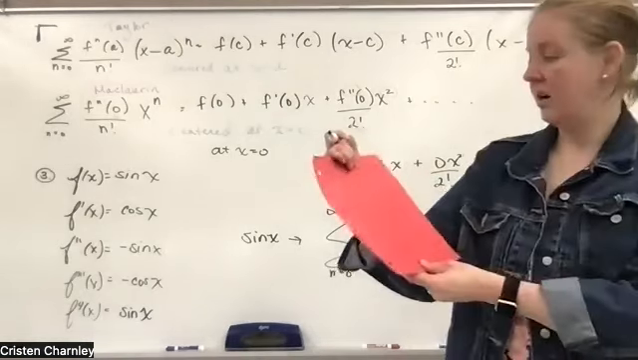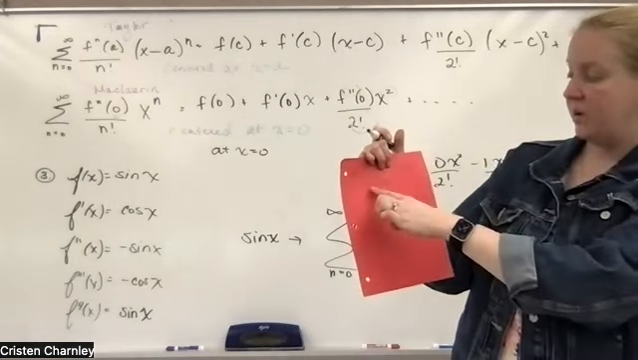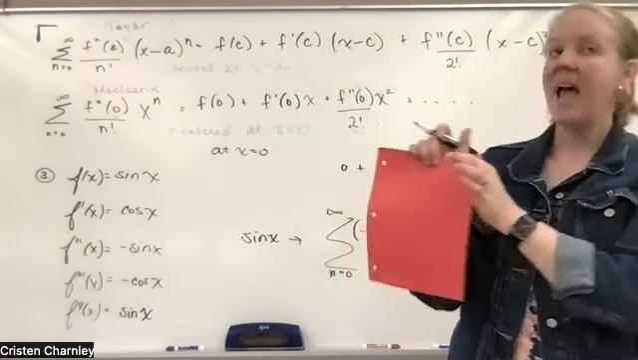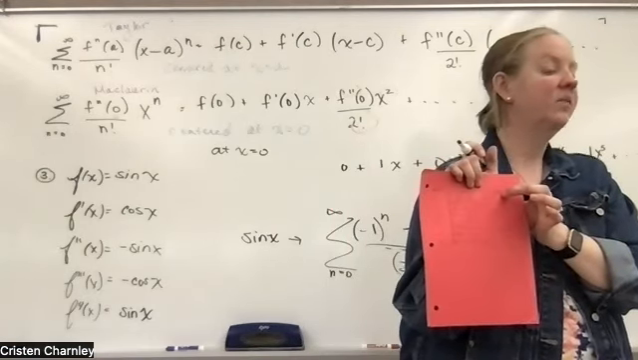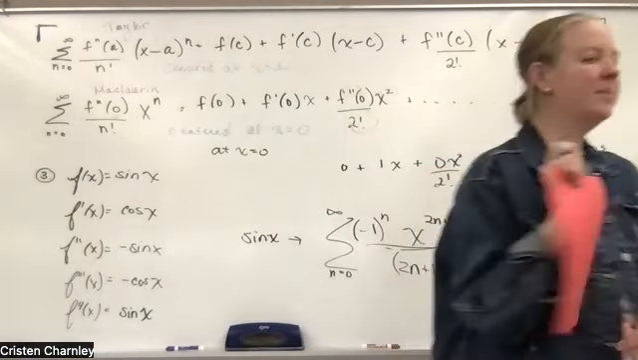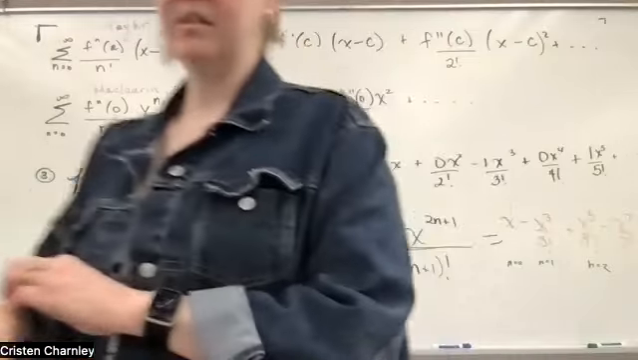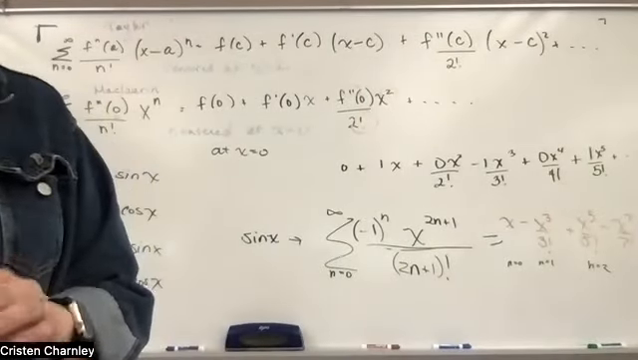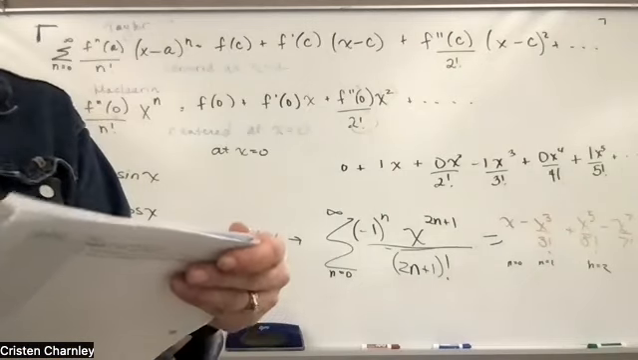We're assigned the second one down, -1 to the n, x to the 2n plus 1 over 2n plus 1 factorial. And then where do they converge? For all x, and that's part B for this problem. It says to prove it. I don't want to prove it. We're just going to read it off the red sheet and know that it converges for all x.